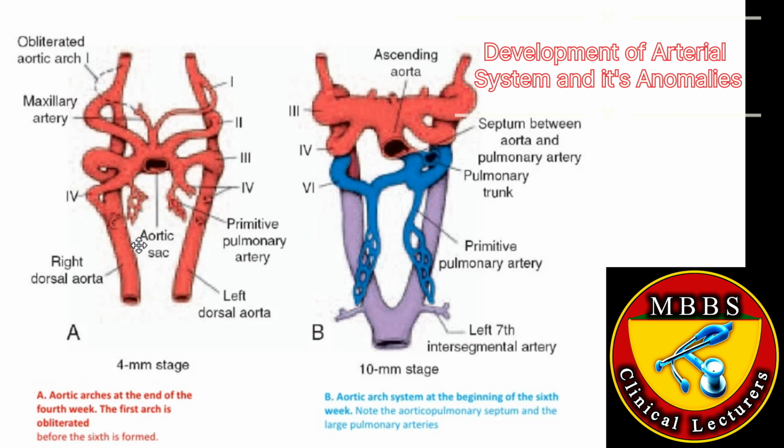This is, in a nutshell, all the various arches that have been shown, and then there is the partitioning of the truncus arteriosus into the septum that is formed between the pulmonary trunk and the aorta, and the pulmonary arteries emerging from the pulmonary trunk.